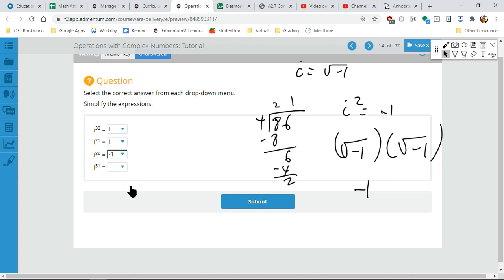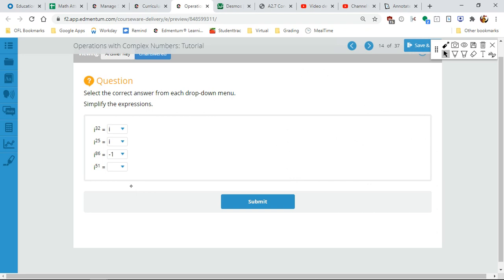So 51. So we can probably assume that this is going to be the positive one. But let's just check, just to make sure. Oh, wait. Why did I put I on that first one? This was supposed to be 1. I'm sorry, guys. So we can assume that's -I.